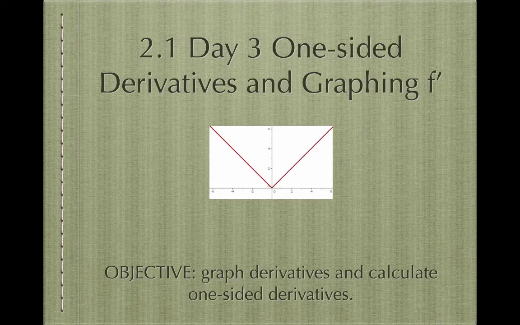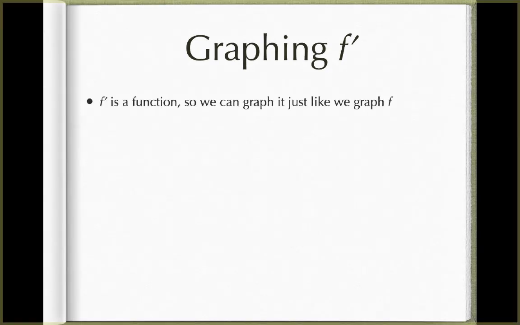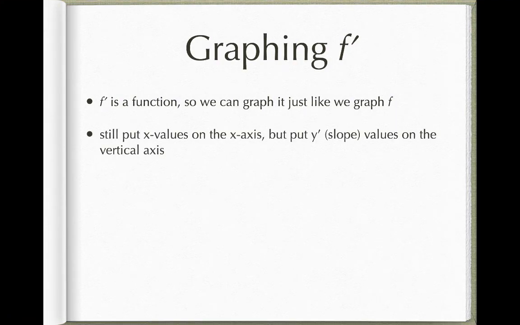Welcome to section 2.1, day 3, one-sided derivatives and graphing f prime. The objective today is to graph derivatives and calculate one-sided derivatives. So here we're going to start with graphing f prime. F prime is a function, so we can graph it just like we would graph the function f. We still put x values on the x-axis, but we put y prime, the slope values, on the vertical axis.